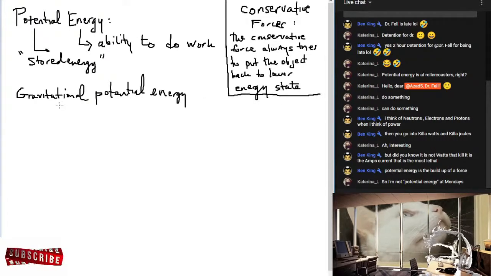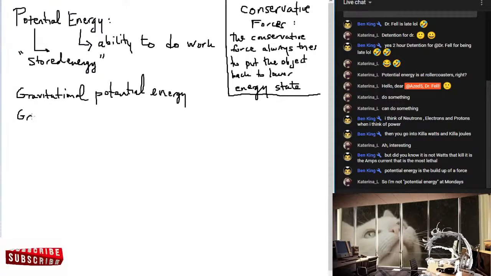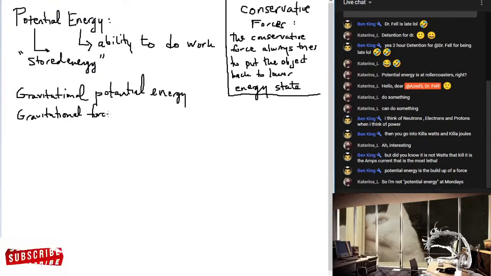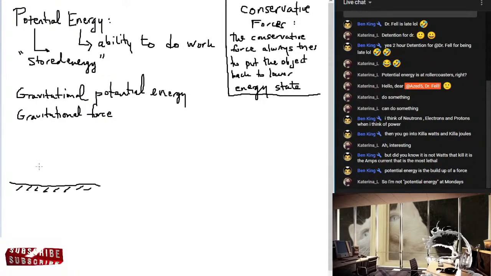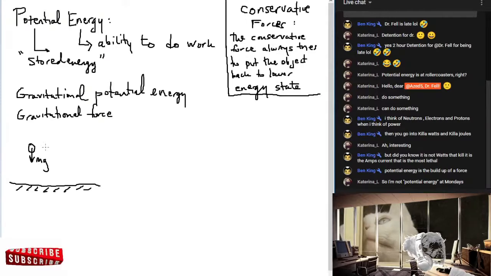So think about gravitational potential energy. Well, think about gravity, like force, gravitational force. If I have the ground here and I lift some kind of ball up to this point here, you know gravity is trying to pull it back down. It never fails.